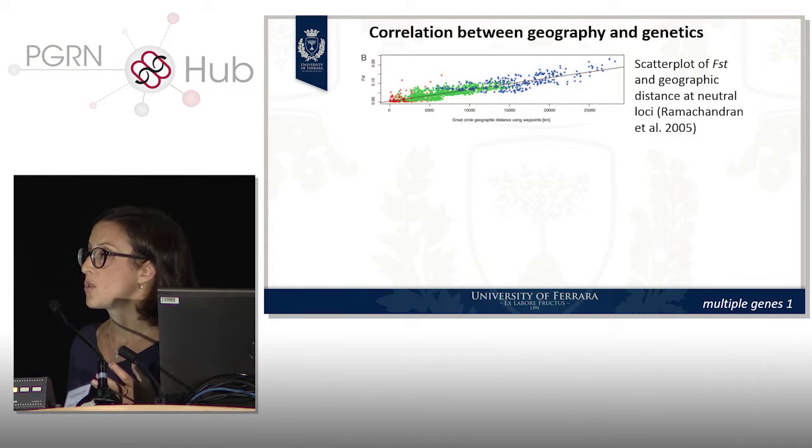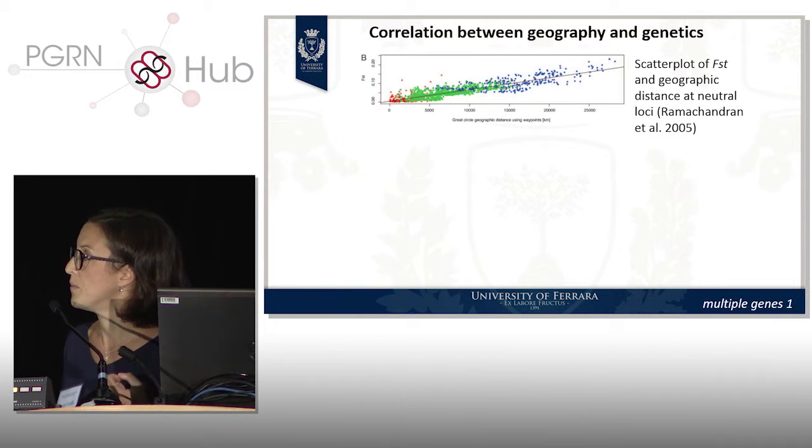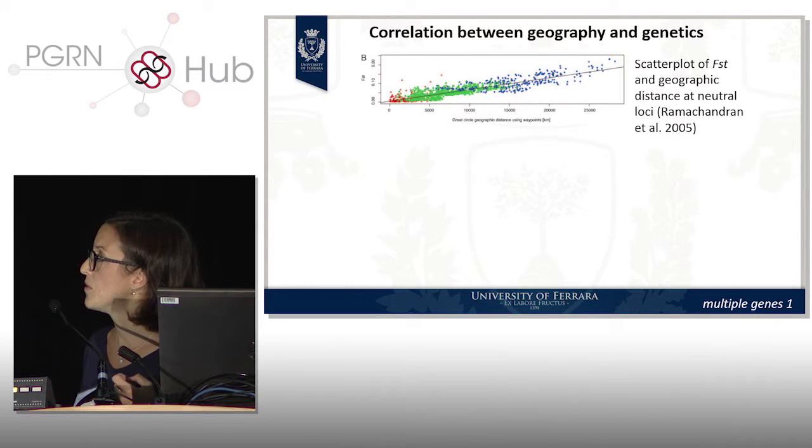This is a very traditional way to represent genetic variation, and here is the correlation between geographic distance and genetic distance in terms of FST, which is a measure of genetic diversity. This figure is taken from a very important paper by Ramachandran et al. of 2005, and you see the scatter plot of FST and geographic distance at neutral loci. So you see that there is a strong correlation, which means that populations that are distant in terms of geography are also distant in terms of genetics.